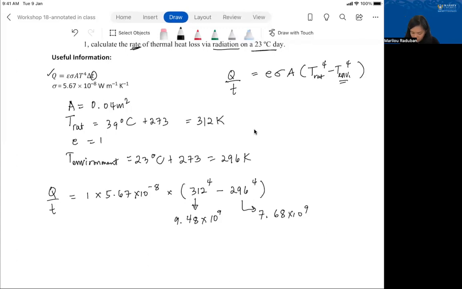Times the area. We're missing the area. Did we consider the area? Times 0.04. Right? Okay, so are you happy with that temperature raised to the power of 4?